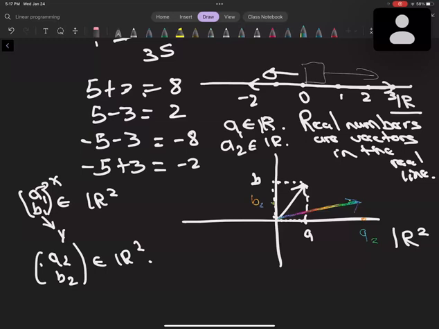So how do you add vectors? You make a parallelogram and you just extend this parallel to this one and make the parallel to this one over here.